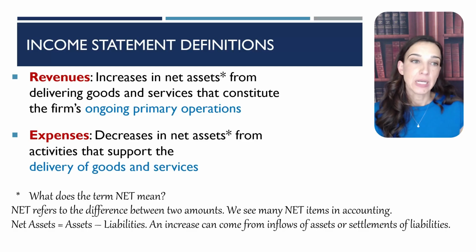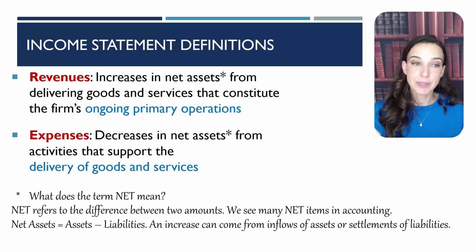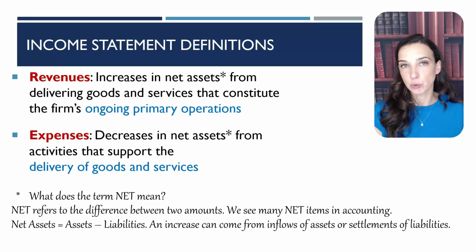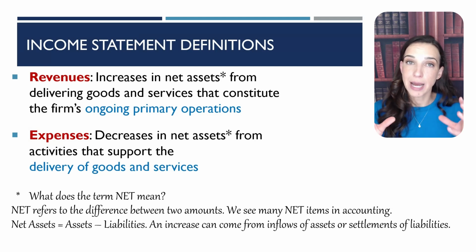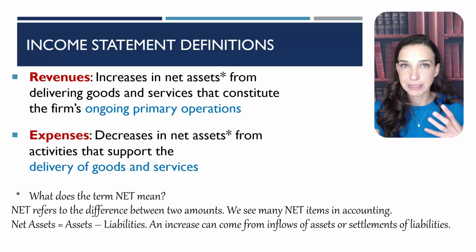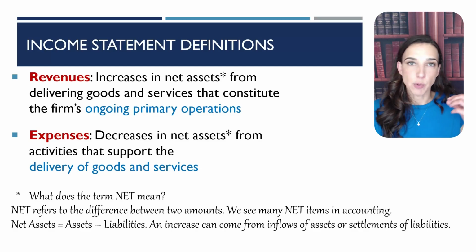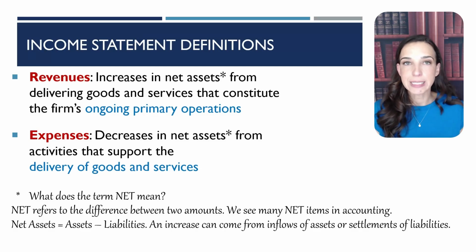That's all. So expenses are decreases in net assets from activities that support the delivery of goods or services. Again, we're talking about the company's primary line of business. In order to generate revenues, they need to engage in some typical activity. So if you're a manufacturing firm, in order to generate revenue, you have to buy raw materials, you have to pay your workers. All of those things constitute your primary line of business.